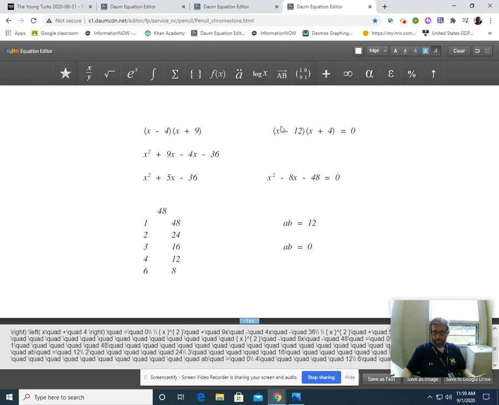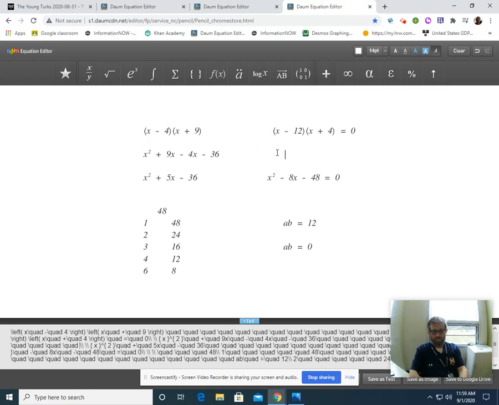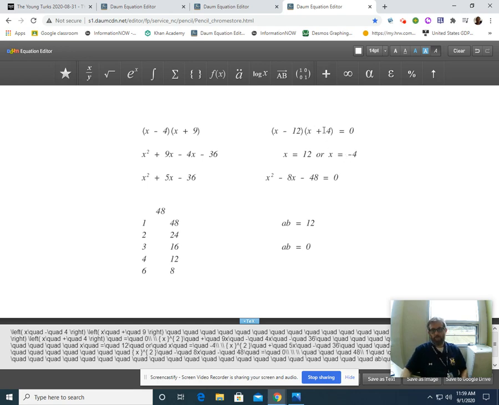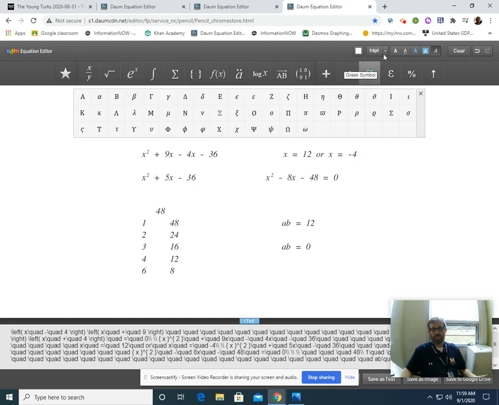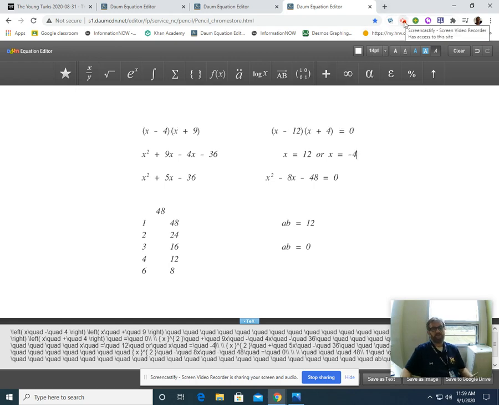Well, what x would I put in here to make this 0? Well, clearly that would be 12. If I put 12 in there, if x is 12, then 12 minus 12 is 0, and I'd multiply by 16 and I get 0. The other option would be what if x was negative 4? Because if I put in negative 4 plus 4 is 0, negative 16 times 0 is also 0. So this is how we use factoring to solve quadratic equations. And that's super important in this problem. And it's going to be a main thing we're going to see a lot in this class.